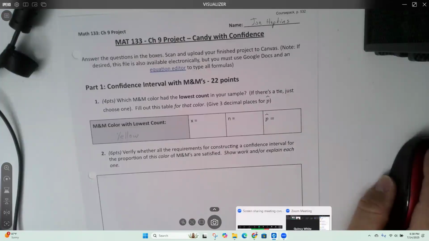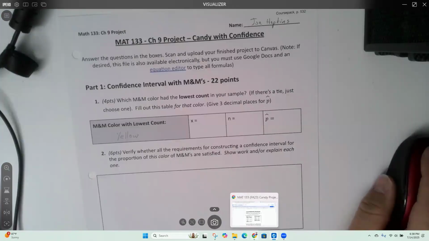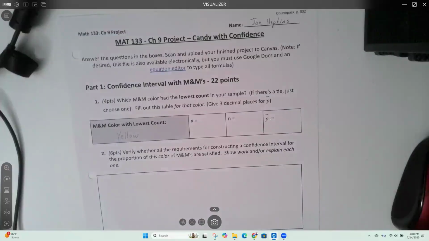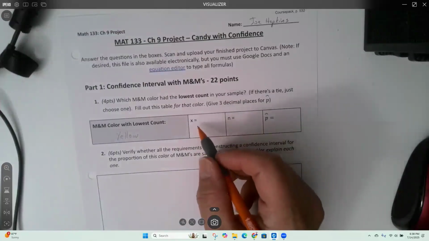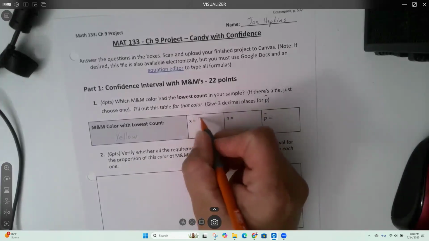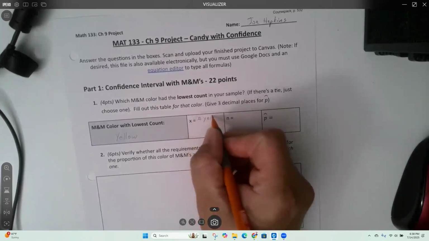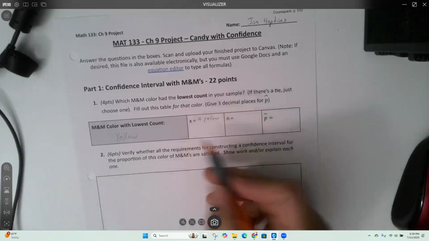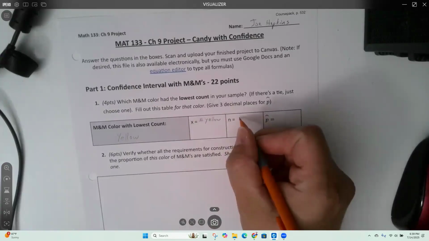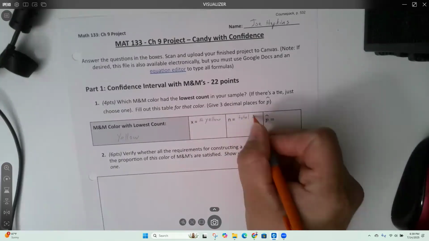There you go. So let's jump back over here. Okay, so mine is yellow. Okay. Next, we want to know our x, and x is the successes. So x is the number of your color. Okay, so in my case, it's how many yellows I had. n is your sample size. Okay, so that's going to be the total in the bag.